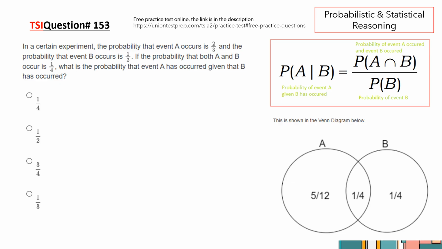In a certain experiment, the probability that event A occurs is 2/3, and the probability that event B occurs is 1/2. If the probability that both A and B occur is 1/4, what is the probability that event A has occurred given that B has occurred?